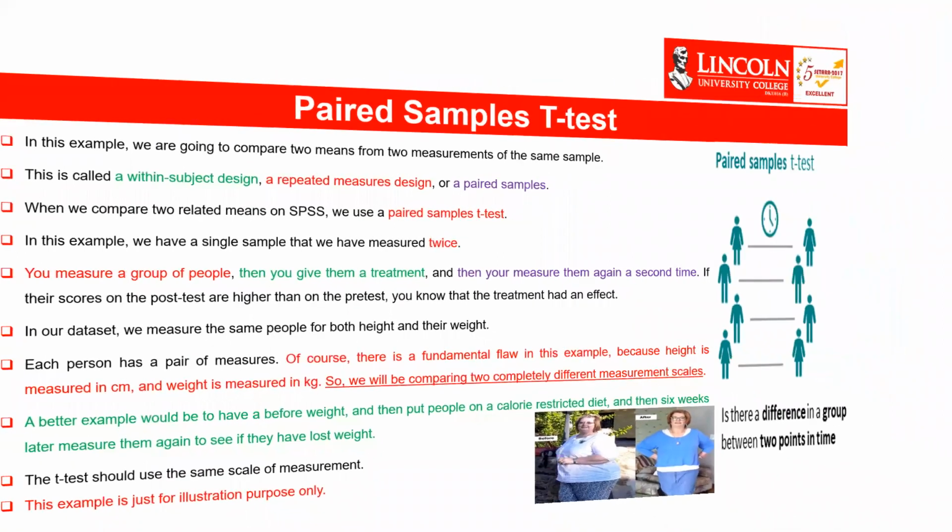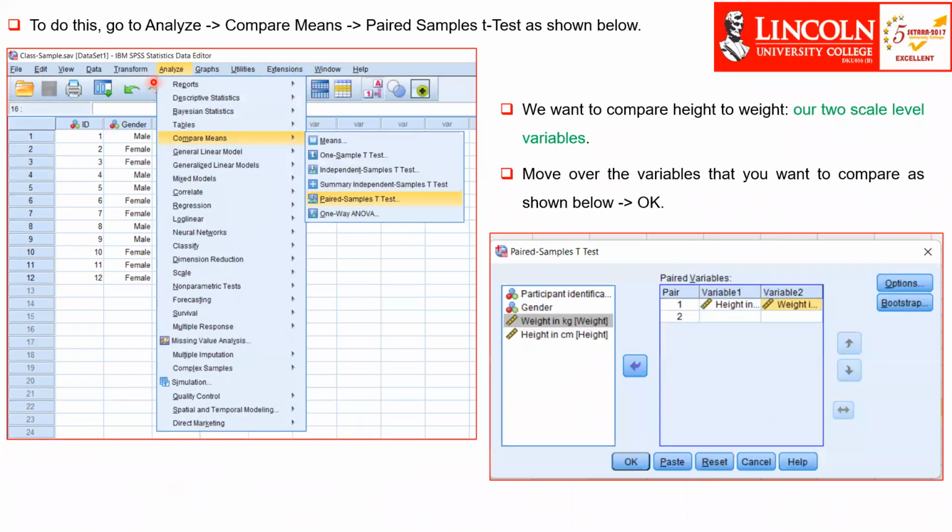Now, again, we go to Analyze. We'll be using the same data set I showed you earlier. So you go to Analyze, you click on Compare Means. Then this time around, we are no more doing the one sample t-test. We are now going to the paired sample t-test. So we want to compare height to weight. These are our two scale level variables.